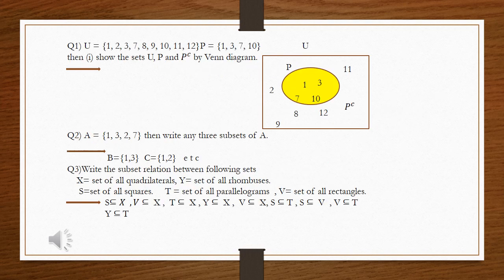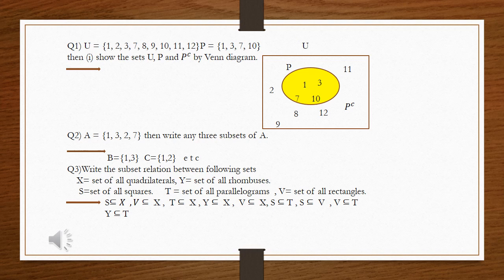The universal set is given with the elements 1, 2, 3, 7, 8, 9, 10, 11 and 12, and the set P contains the elements 1, 3, 7 and 10. Then show these sets U, P and P complement by Venn diagram. First, as we know, the universal set capital U is denoted by a rectangle. So just draw a rectangle and name it U. Now the set P is a subset of U, so just draw a closed circle and name it set P, and it contains the elements 1, 3, 7 and 10. So this is our set P.